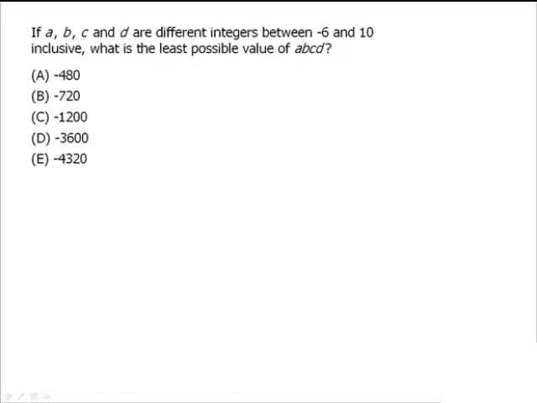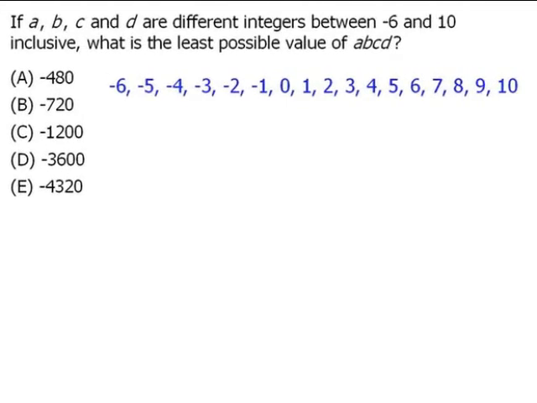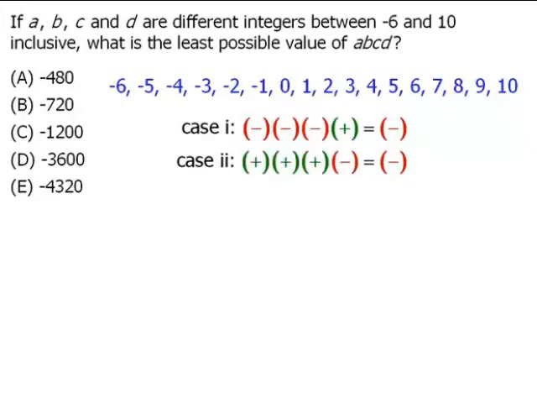To begin, let's list all of the possible values for A, B, C, and D. Now, judging from our answer choices, we see that the product of our four integers will be negative. There are two possible ways in which the product of four integers can be negative. Case 1 is that we have 3 negative numbers multiplied by 1 positive number. Case 2 is that we have 3 positive numbers multiplied by 1 negative number.